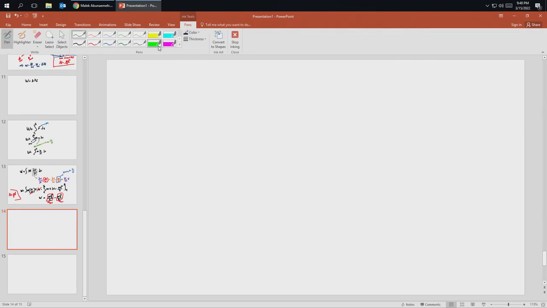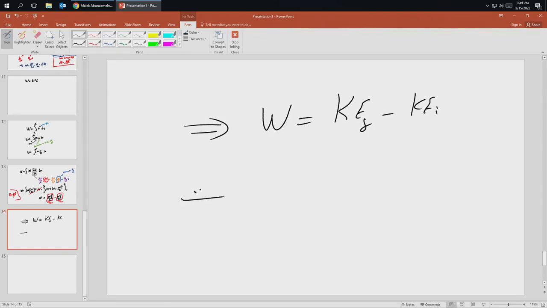This gives us back the conclusion, using calculus this time, that your work is going to equal your kinetic energy final minus your kinetic energy initial, which basically means your work is going to equal delta KE.